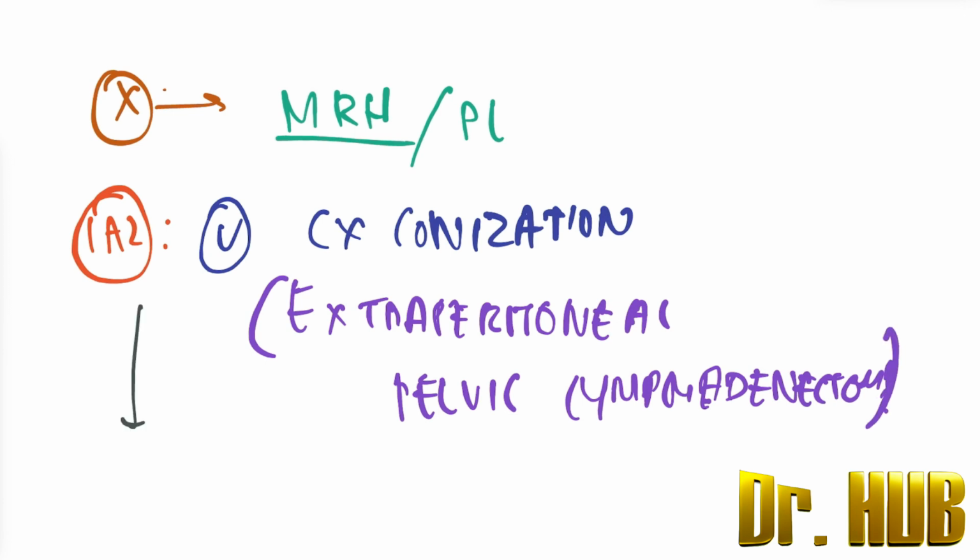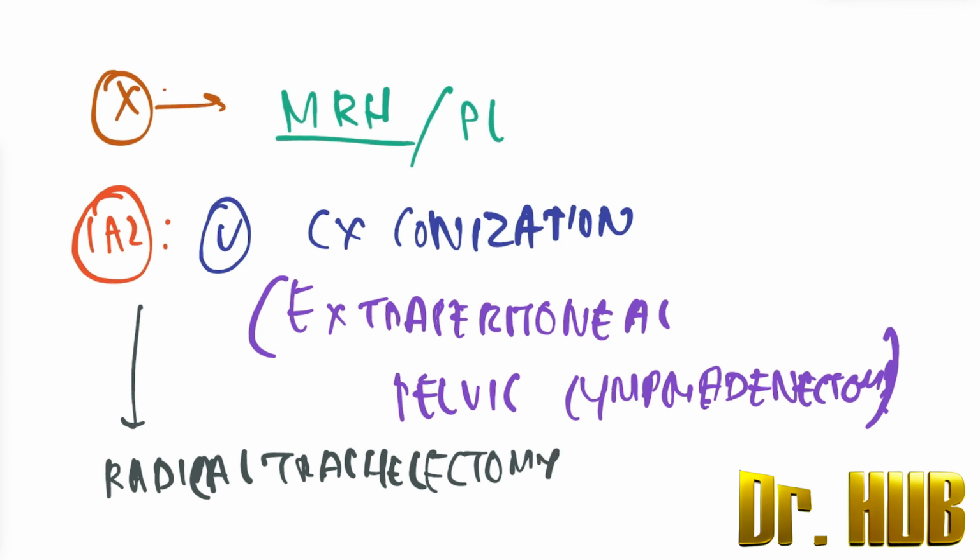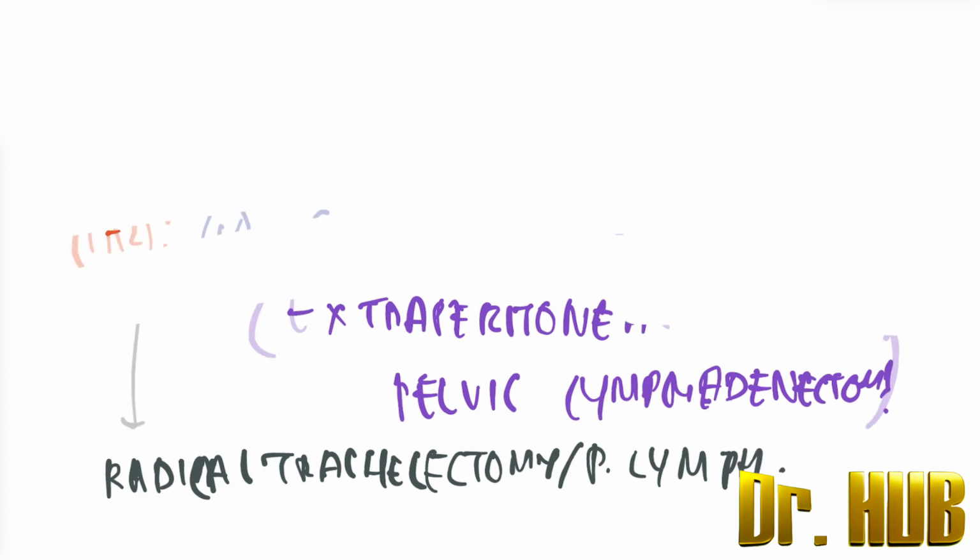Next, where fertility is preserved in IA2, in case of the radical approach, it is the radical trachelectomy as well as the pelvic lymphadenectomy. Now, what if the fertility is not preserved? In IA2, if the fertility is not preserved, we again go for the modified radical hysterectomy and the pelvic lymphadenectomy.